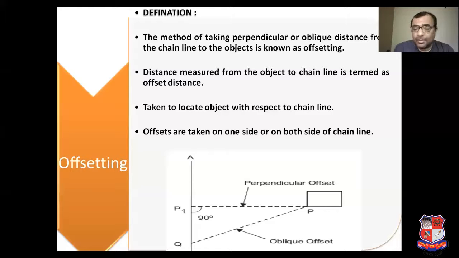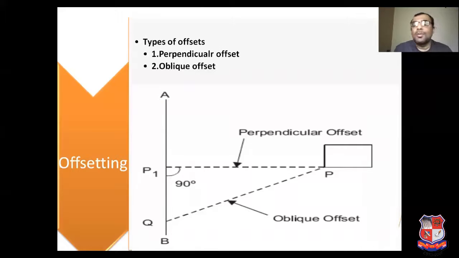Offsets are taken with respect to the chain line to locate the objects, and offsets can be taken on the right hand side of the chain line as well as on the left hand side of the chain line. There are 2 types of offsets. One is the perpendicular offset and the second is the oblique offset. We will discuss this in the next slide.